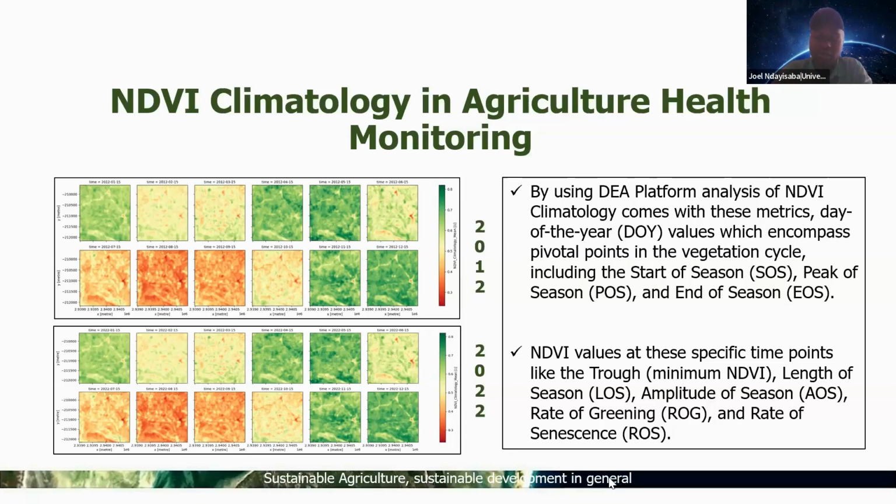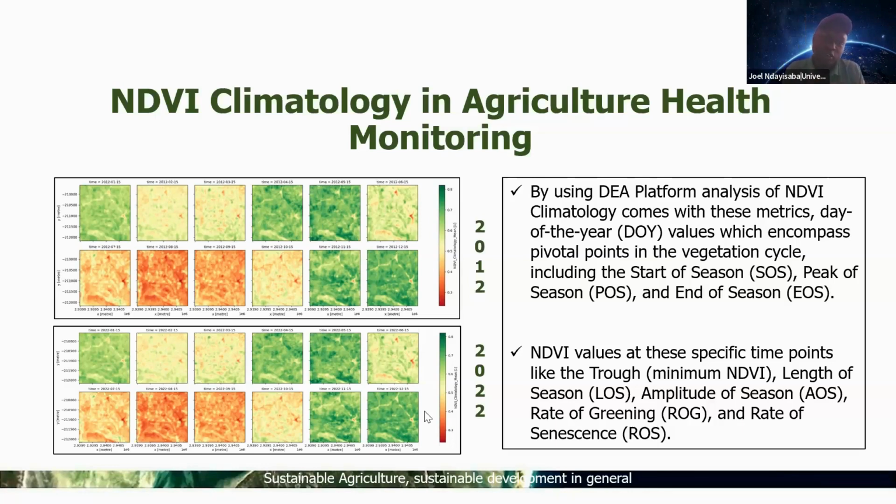Those stand for NDVI in agriculture monitoring, where by using Digital Earth Africa, the analysis of NDVI climatology comes with these metrics, day of the year values, which encompass pivotal points in the vegetation cycle, including the start of season. At the start of season, people prepare their land to be used for seedling. After that, we get into the peak of season.